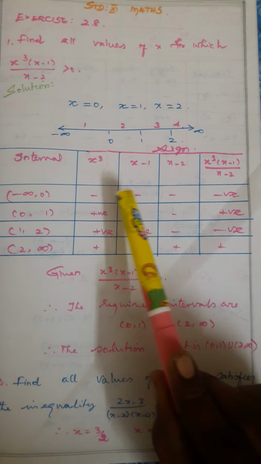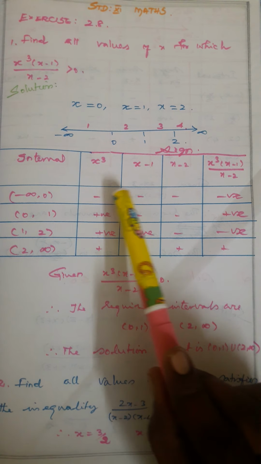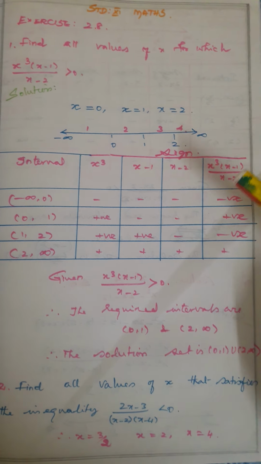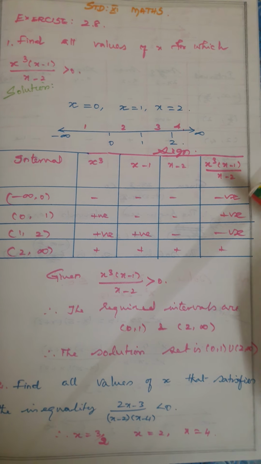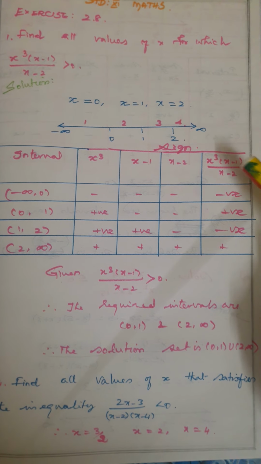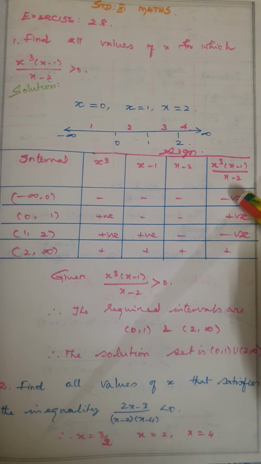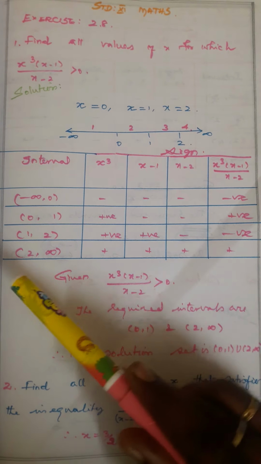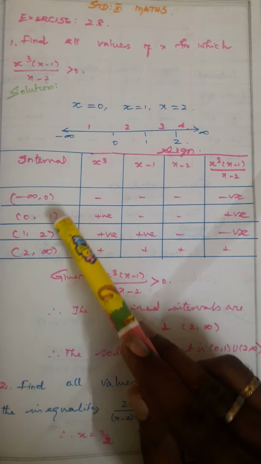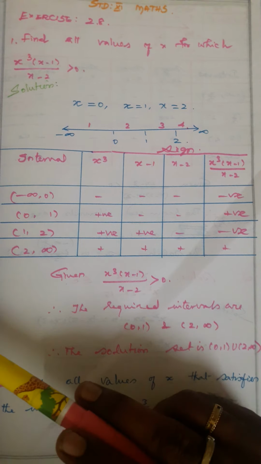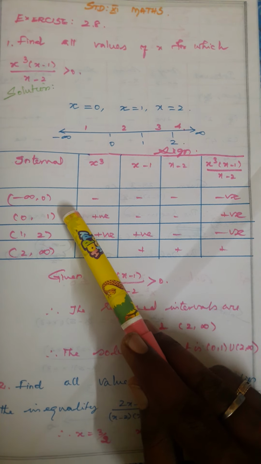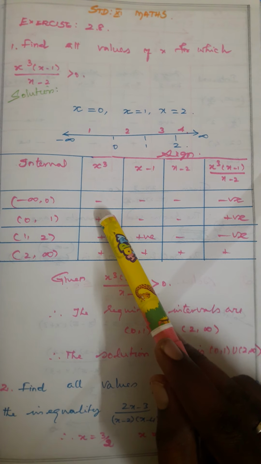So numerator, these two product: minus into minus is plus. Denominator you have minus. So the fraction sign will be negative. It is clear. So that is our first one. Next 0, 1. What number you can take? 0.5, 0.4, 0.6. Like that you can take any decimal number, right?